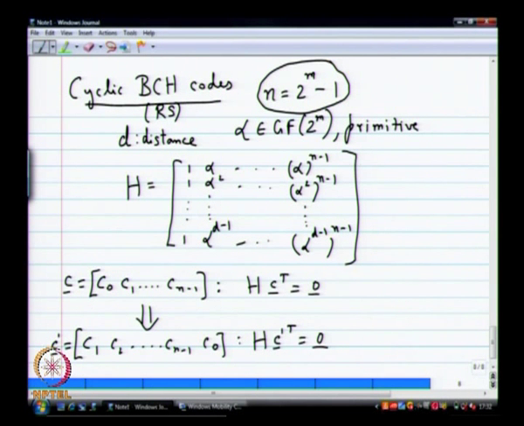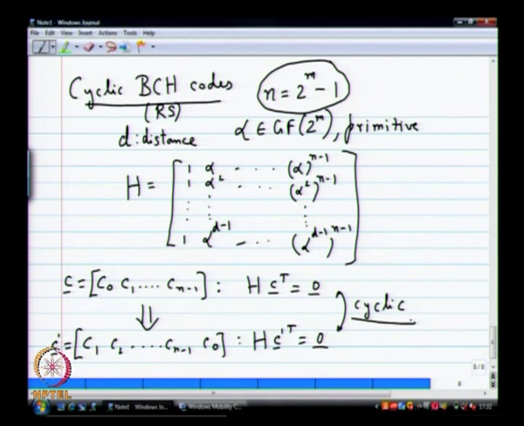For n equals 2 power m minus 1, see if you can prove this. It's a very simple thing to prove. You just rewrite, multiplying the first row by alpha, the second row by alpha squared, and so on. The last row will become 1. Everything will cyclically shift to the left. It's a very easy proof. Once you do that, you'll see this is also true. This is the cyclic property.